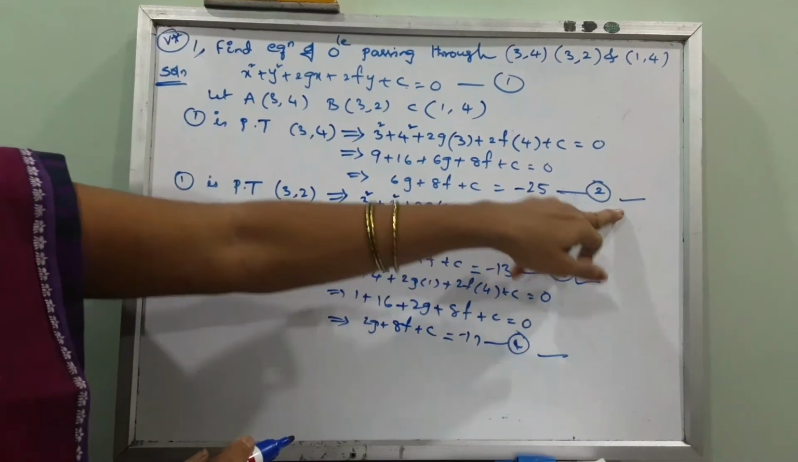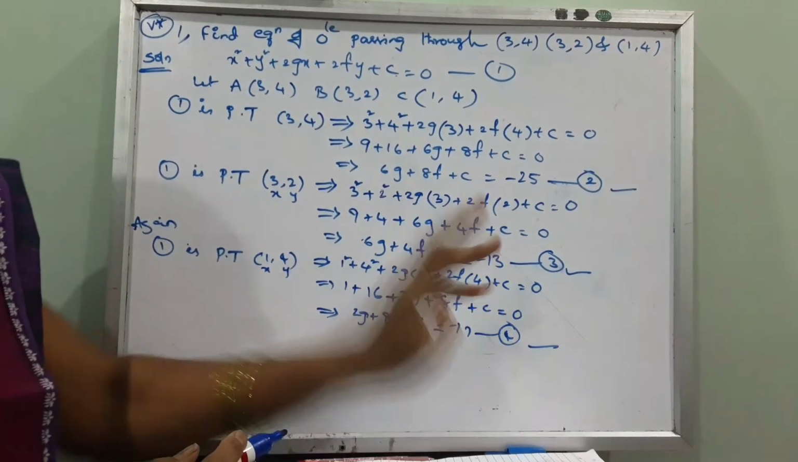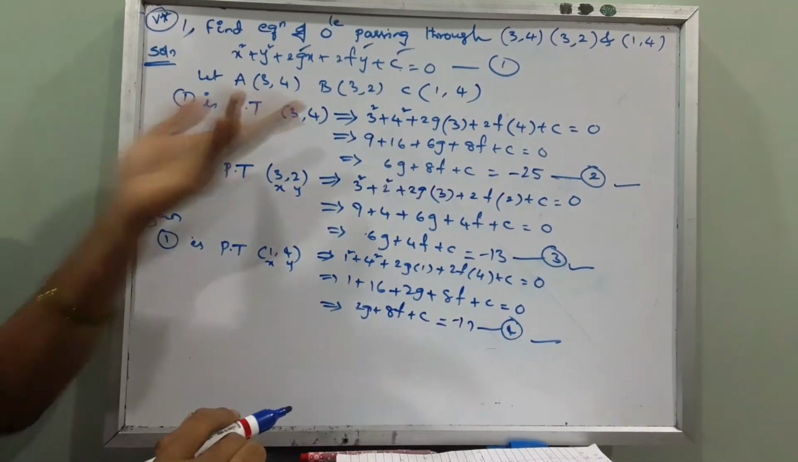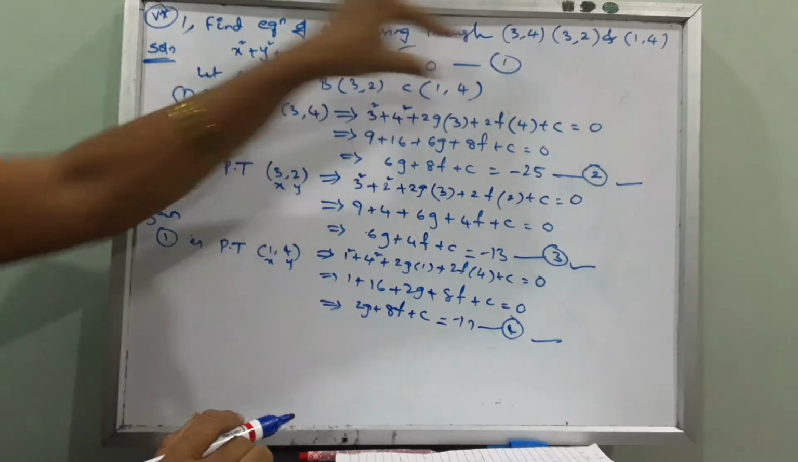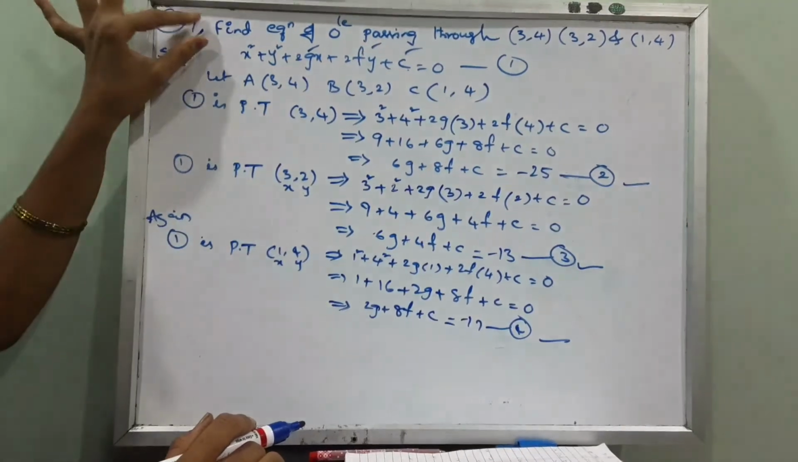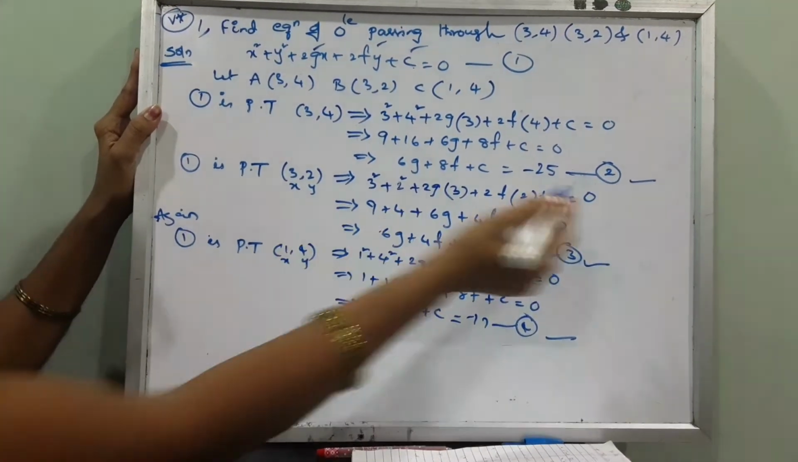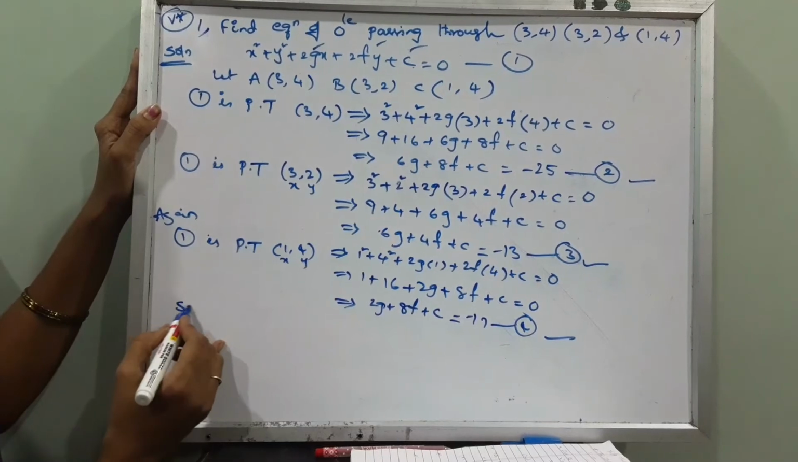Now equation 2, equation 3, equation 4. We solve equations 2, 3, 4, and will get the g, f, c values, and then substitute the g, f, c values in equation 1, the general equation of a circle, and we will get the required equation of the circle. Now just solve 2 and 3.